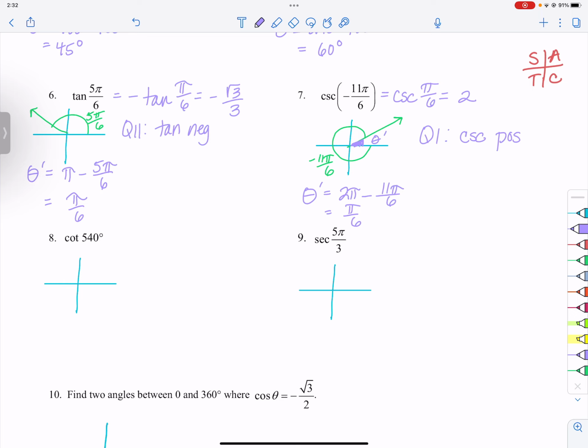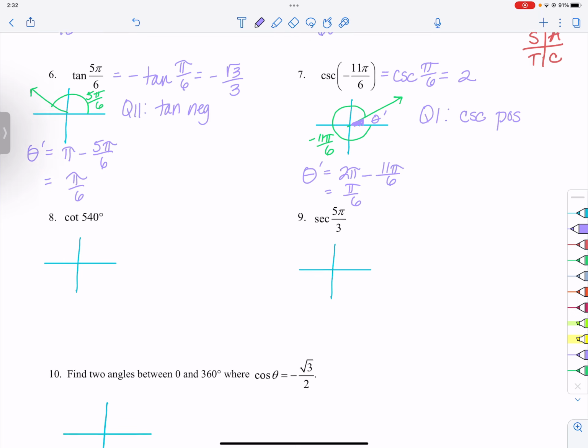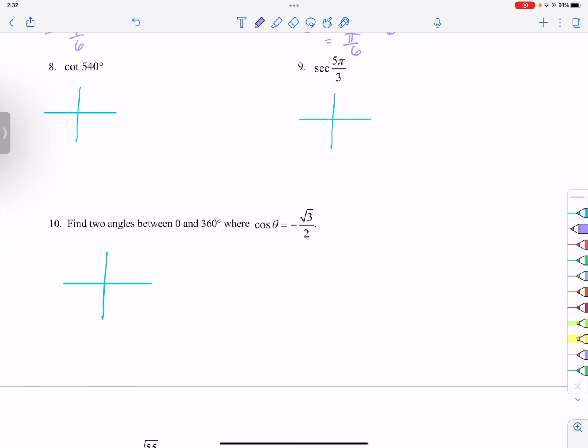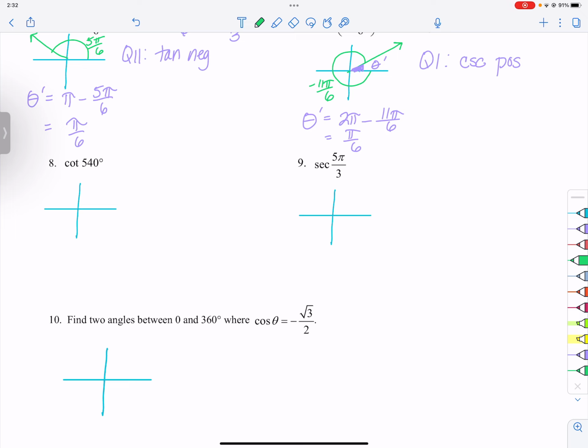Okay, moving on to number 8, we have the cotangent of 540 degrees. And yes, 540 degrees is starting here, starting here and going around, and going all the way to this x-axis here. How do I know that?